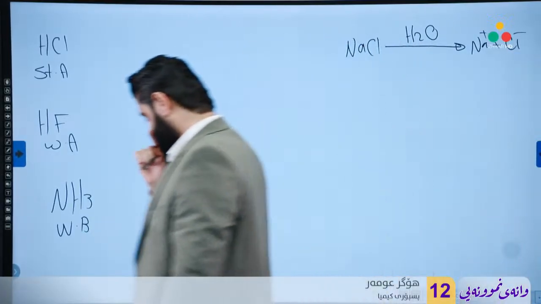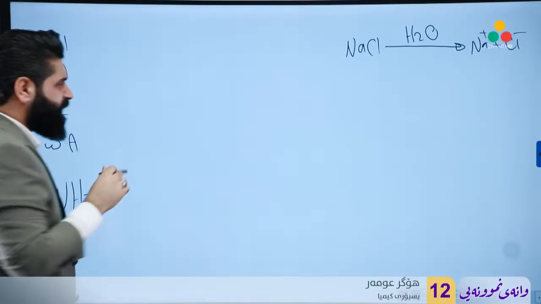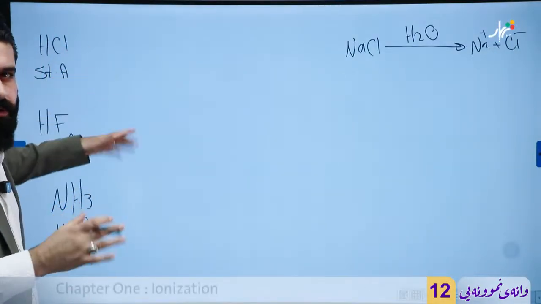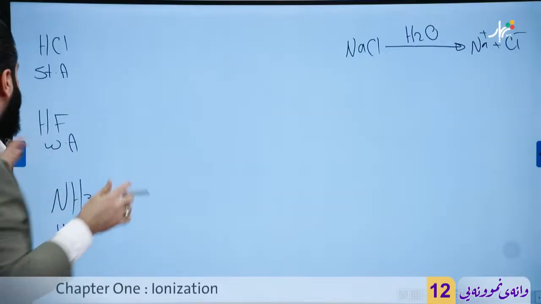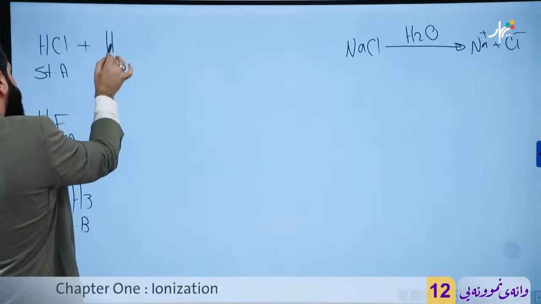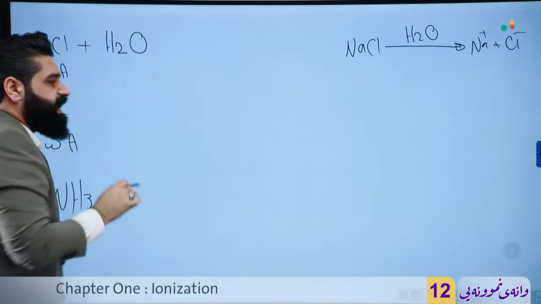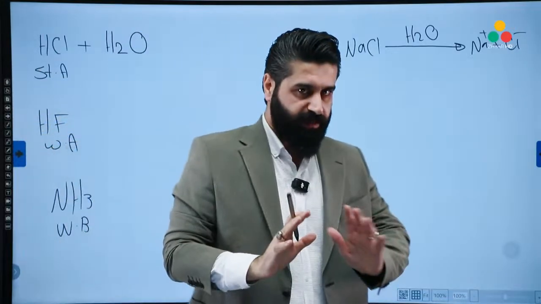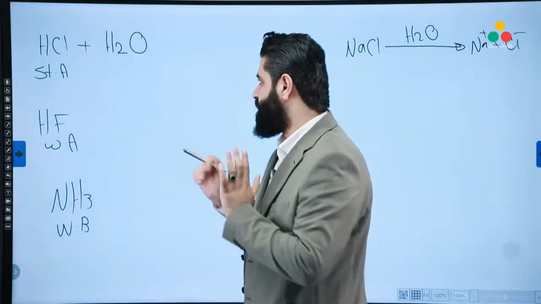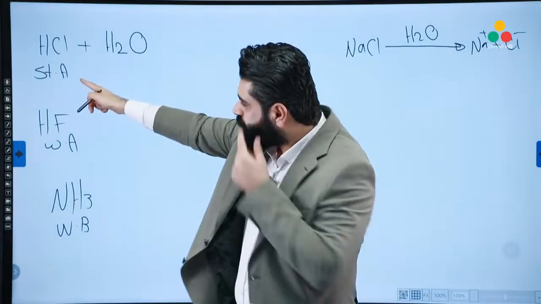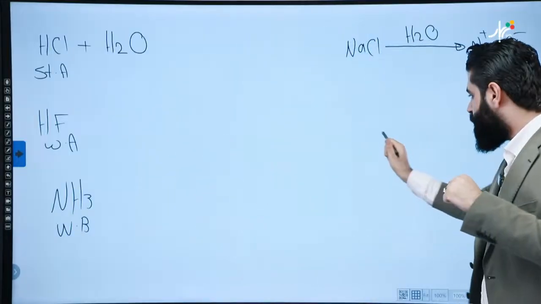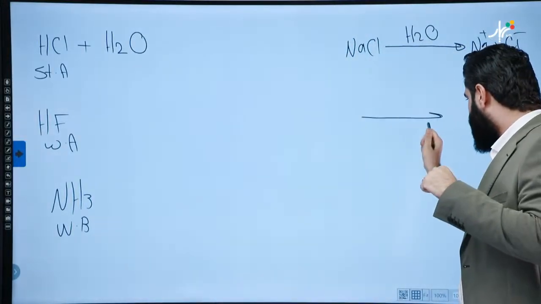But how about this? Do we need to do the same thing? Water, we need to put water above the arrow, or it must be written somewhere else? Yeah, here, in the ionization reaction, water must be here as one of the reactants. Okay, so we will add water to the substance like one of the reactants. Good. Then, is this a strong acid or weak acid? Strong. For the strong electrolytes, we will use this kind of arrow.